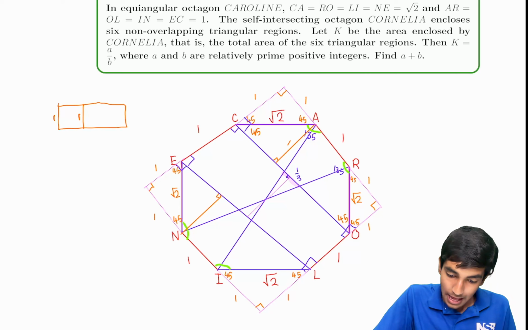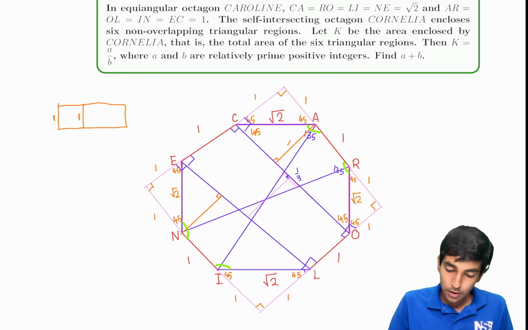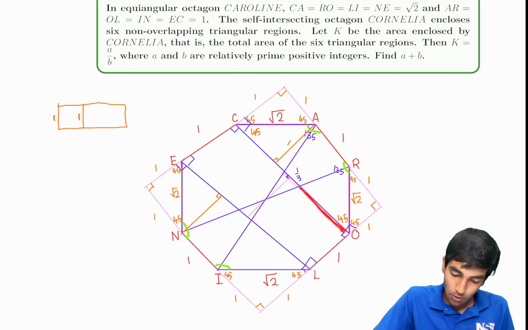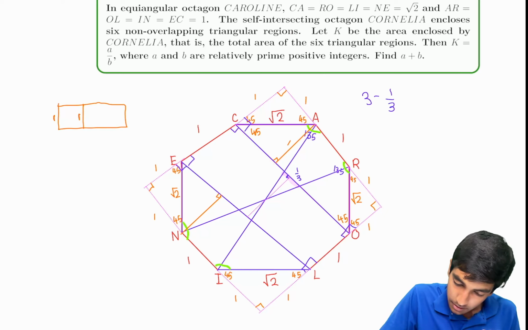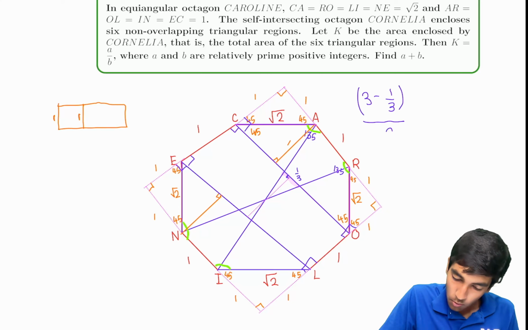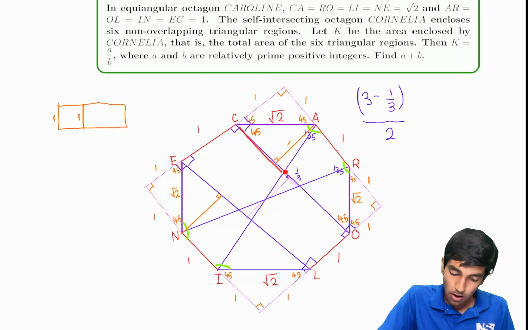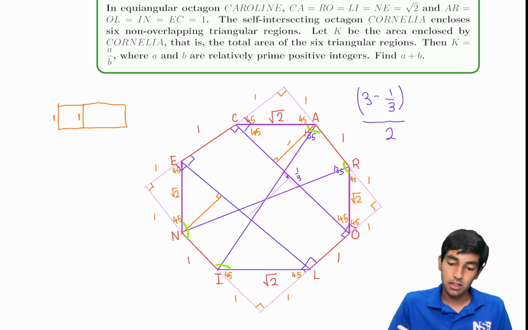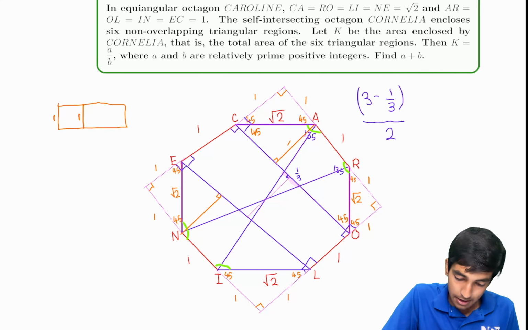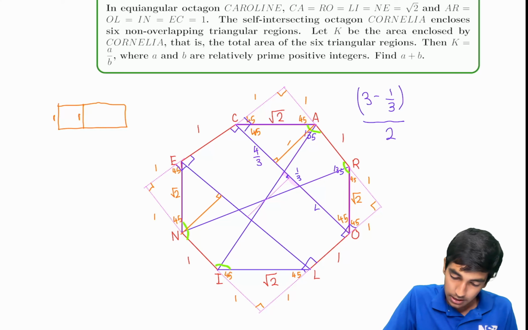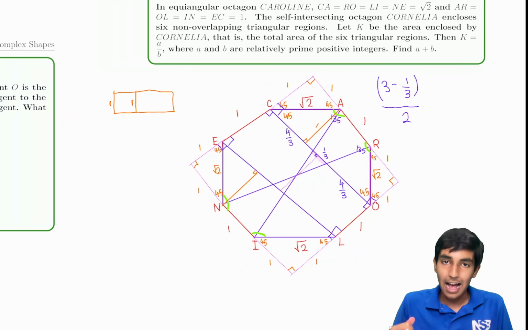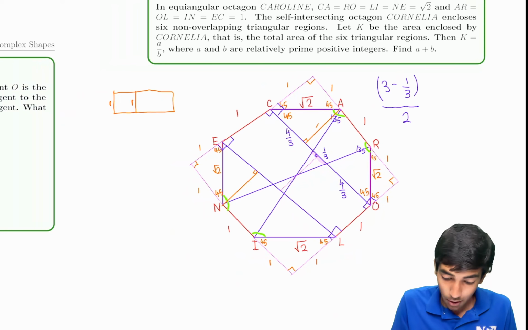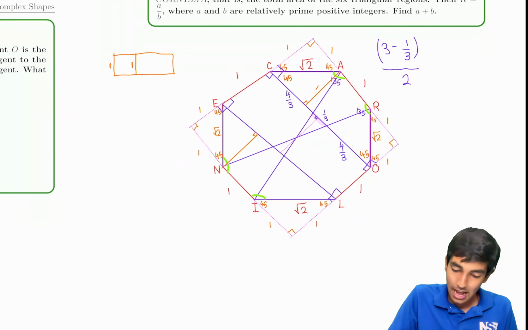Cool. But then this total distance is 3 here. So each of these two triangles will have a base that's 3 minus 1/3 divided by 2. Why divided by 2? Because these two triangles are congruent, so their bases are going to have the same length, which is going to make 4/3 for each of these two bases. So now we can just add, now we're basically done. We just have to add up the area.